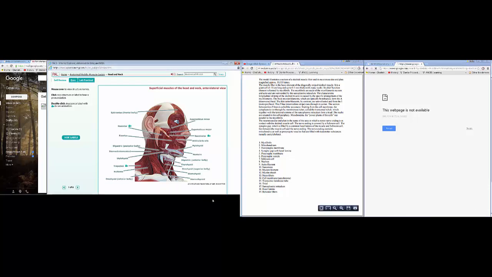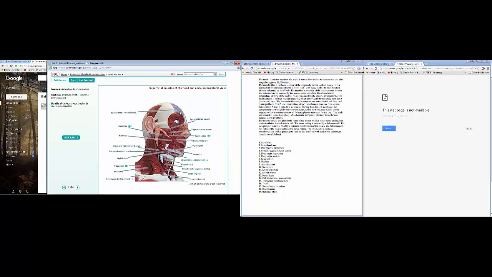Alright, we're back. I'm going to talk about the muscles of the head and neck. The epicranius is basically another word for the frontalis. The origin is the aponeurosis. The action is that it raises the eyebrows and draws the scalp anteriorly. So this right here is the epicranius, and it raises the eyebrows and draws the scalp anteriorly.